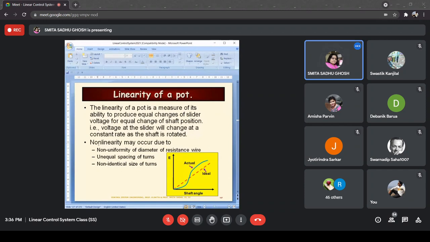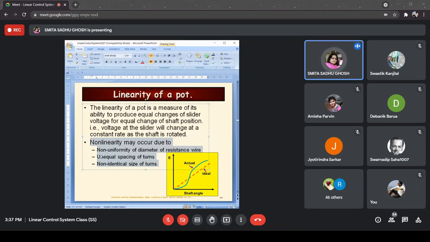Let us see. Nonlinearity may occur due to non-uniformity of the diameter of the resistance wire. So as I told you, one turn, your resistance will be something. The next turn, because the diameter has changed, maybe by a small amount, but nevertheless it's different. So naturally, your step size also is going to be different. So basically, non-uniformity is going to result in non-linearity.